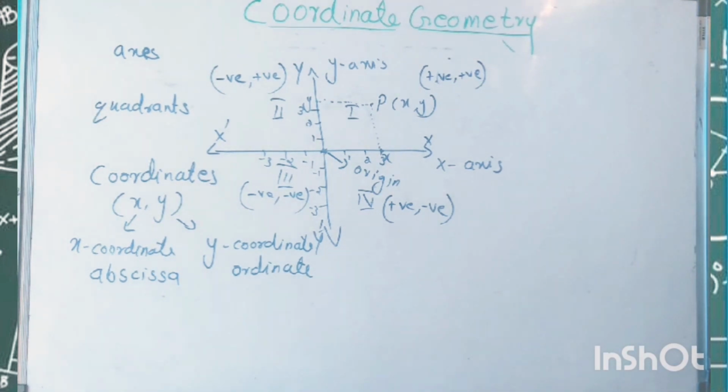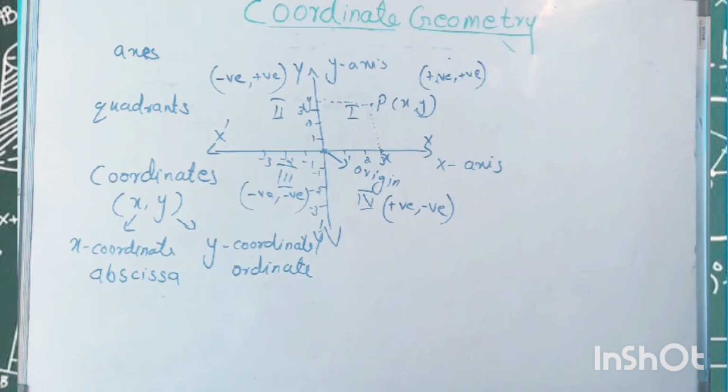So if you have one point in the first quadrant, the coordinates will be in the form positive comma positive; second quadrant, negative comma positive; third quadrant, negative comma negative; fourth quadrant, positive comma negative.